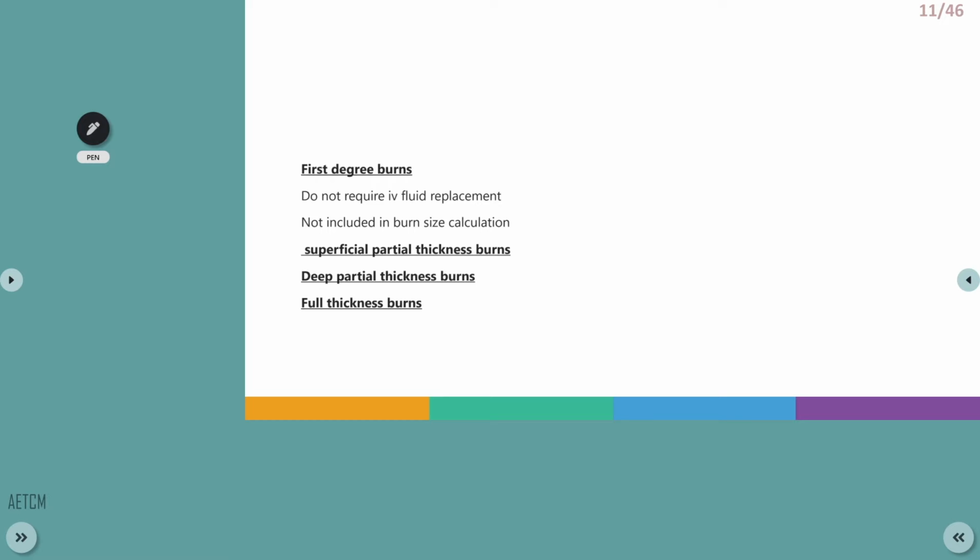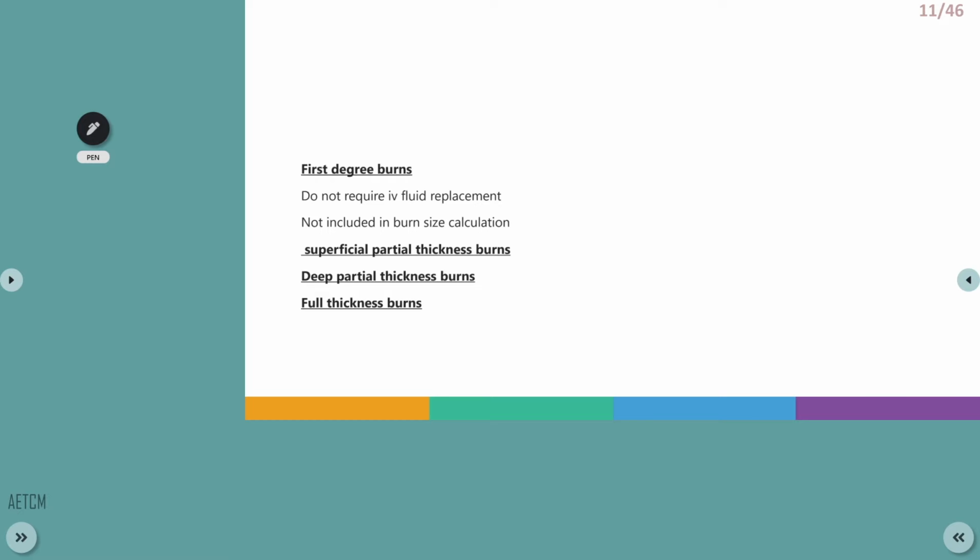Now, why do we discuss the depth of the burns? That is for the management of the patient, and we need to calculate the burns. In first degree burns, it is usually not included for burn size calculation, and no IV fluid replacement is required. Only oral fluid replacement is required, if at all.